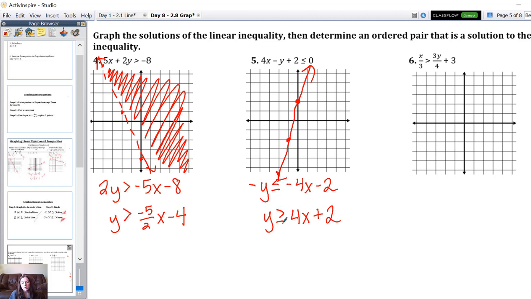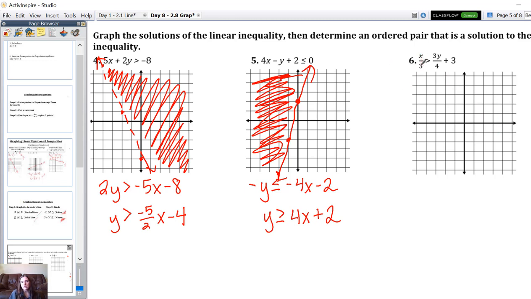And this one's also greater than or equal to, so that means our y values are increasing. So from that y-intercept we're going up, so this time this is where we're shading because it's above that line.